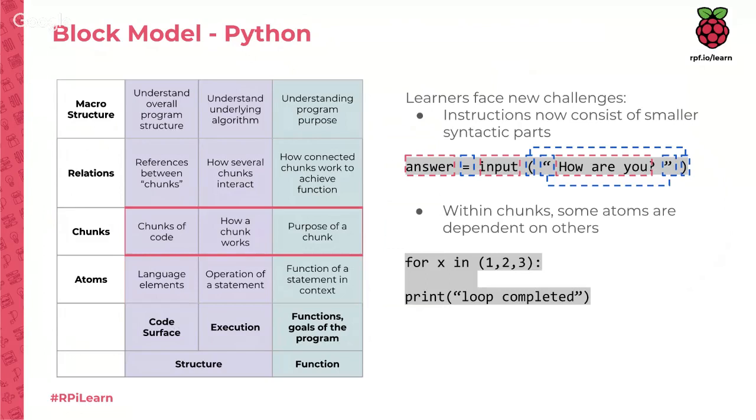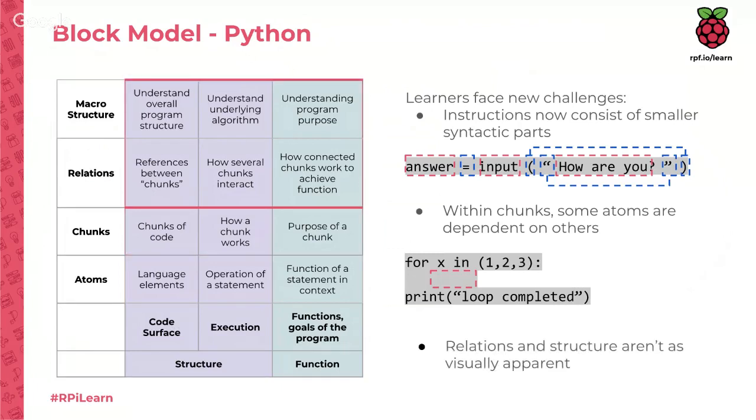Also, within the chunks that they have, some atoms are dependent on others. In Scratch, if I put in an empty loop, Scratch doesn't care. In Python and other languages, if I miss the conditional element from inside that loop, then Python's going to complain because it does not know what's going to happen in that loop. So you have this interdependency between the atoms. And when you get into the macro structure and the relations, in Scratch everything's laid out in a very visual way, so you can see chunks of code next to each other and see the relationships. In Python, you might just have one long text file, and that can be really challenging for students.